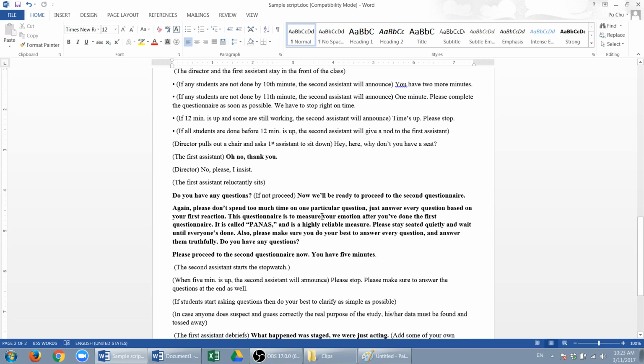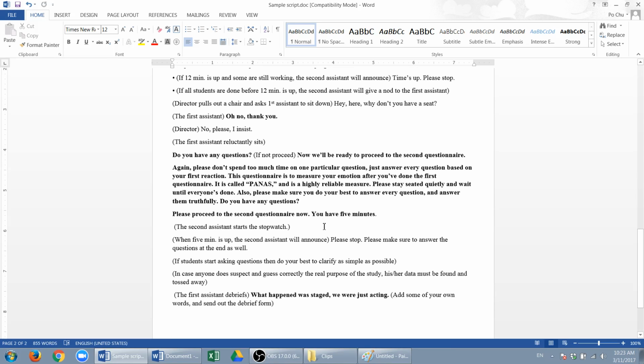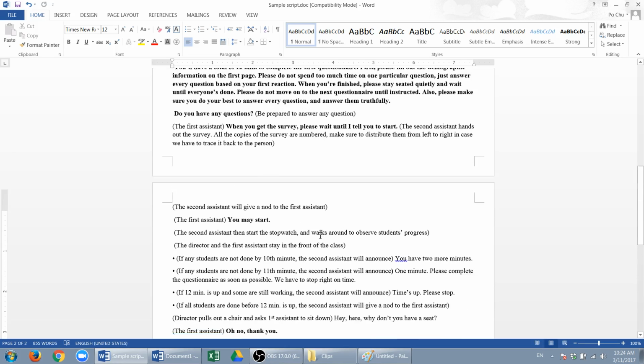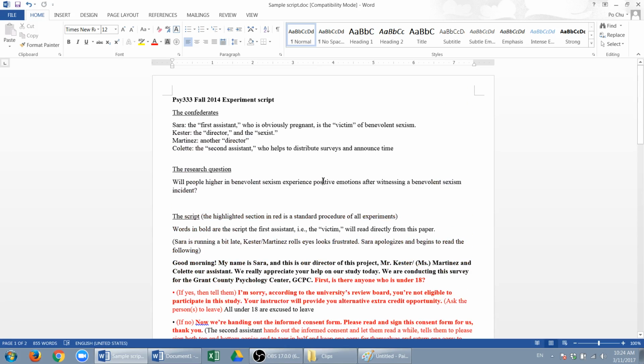But anyway, in the later analysis, we did find a relationship: people who are higher in benevolent sexism indeed experience more positive emotions like empowerment. Probably because they think, hey, this incident is heartwarming. This is in line with my worldview. So conducting an experiment, following the script, can be quite fun and give you some insight on how to conduct a study. That's really interesting.